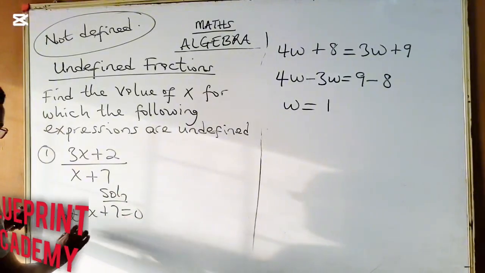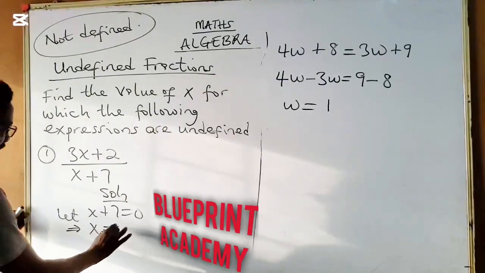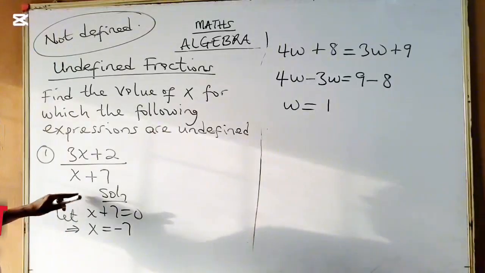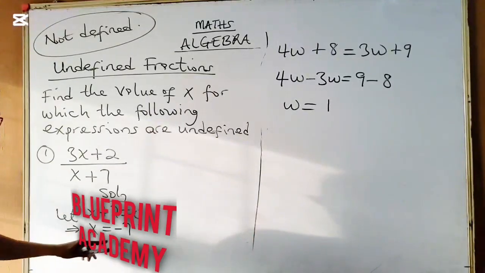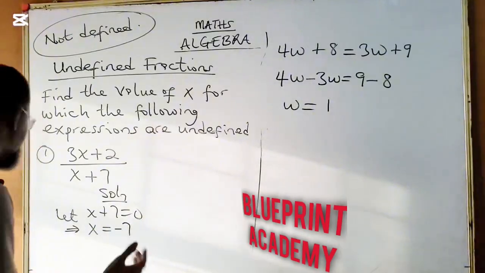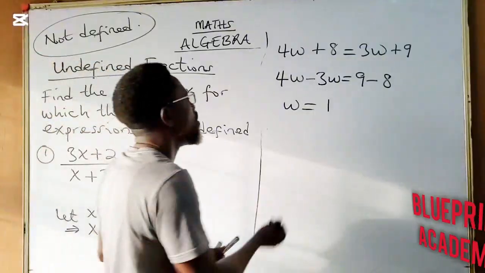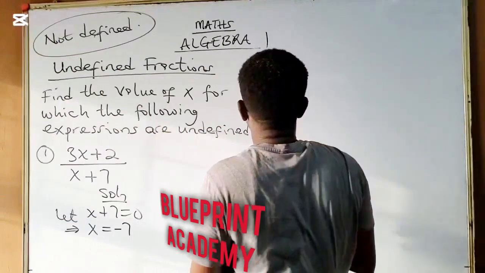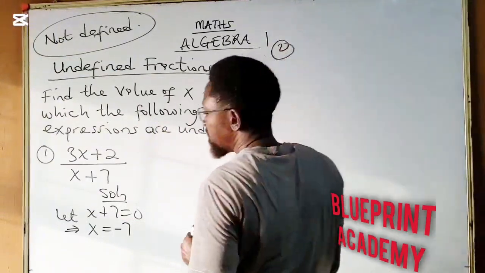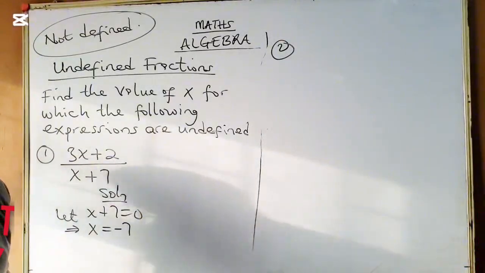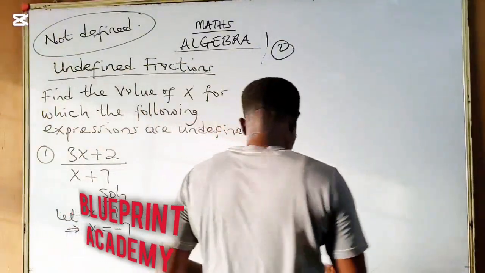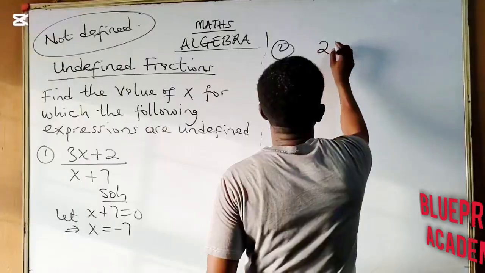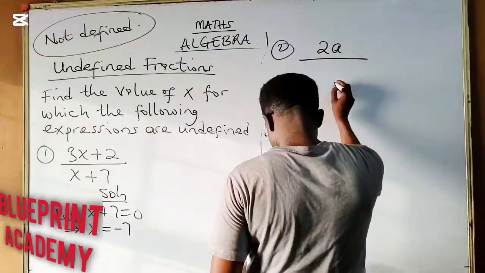If I equate the denominator to 0, that implies x becomes minus 7. So for the first one, for this expression to be undefined, x has to be minus 7. So this is what is done for undefined fractions. Anytime you hear the word undefined fraction, what you are simply asked to do is get the value of the variable in the denominator.